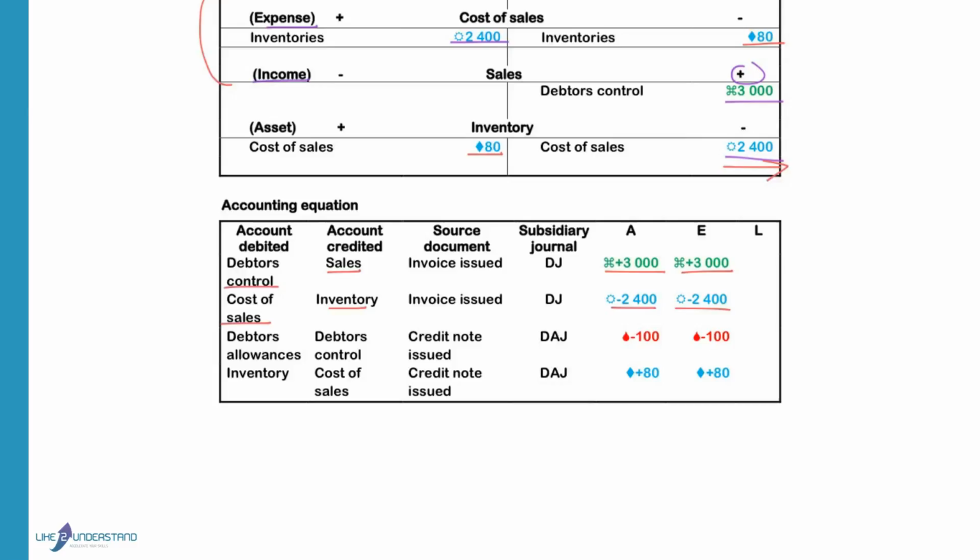For the correction of the error, the debtors allowances will be debited to decrease the profits with 100 rand. Debtors control account is credited to reduce assets with 100 rand. This is recorded in the debtors allowances journal and a credit note is issued. The inventory will increase on the debit side with 80, the expense for cost of sales will decrease on the credit side, and when we decrease the expense, the profit will increase and the equity will increase.